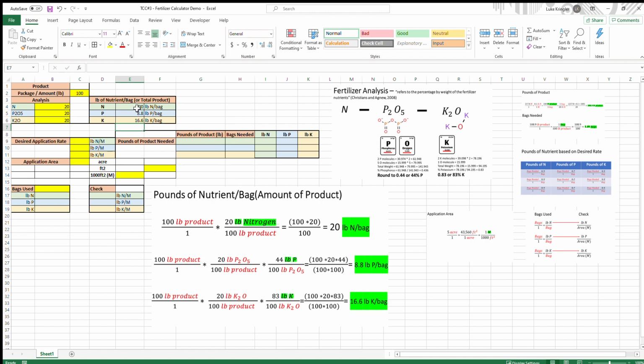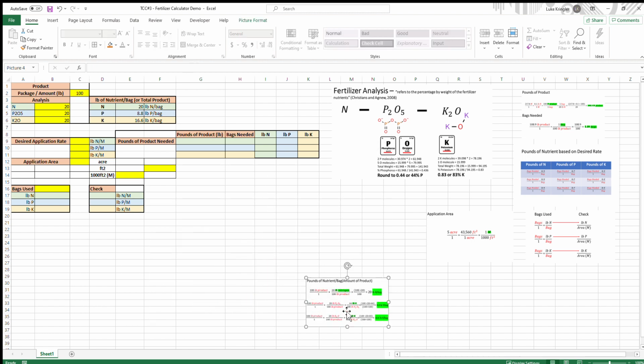Now that we have our formulas in these cells, we can change the weight of the bag to anything we want. So a 25-pound bag changes the pounds of nitrogen per bag, pounds of phosphorus per bag, and pounds of potassium per bag. Or if we have a total of 2,000 pounds of fertilizer, we know how many pounds of nitrogen we have, how many pounds of phosphorus, and how many pounds of potassium. So I'm going to go back to my 100 for the rest of this example. So that's the first bit of this calculator.